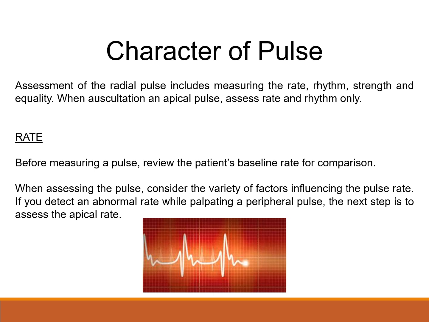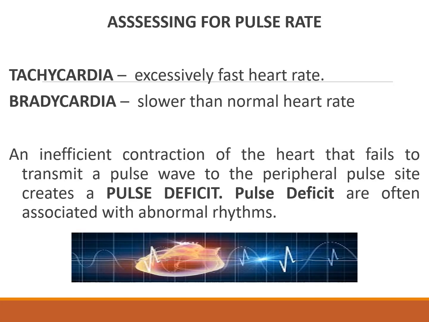Two common abnormalities in pulse rates are tachycardia and bradycardia. Tachycardia is an abnormally elevated heart rate above 100 beats per minute in adults, and bradycardia is a slow rate below 60 beats per minute in adults. So again, tachycardia is an excessively fast heart rate, while bradycardia is a slower than normal heart rate.